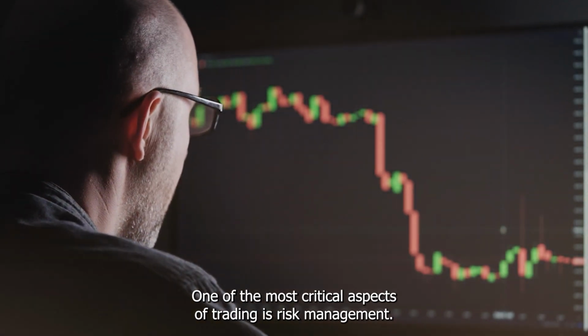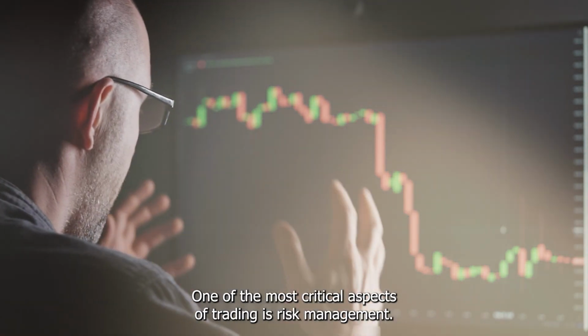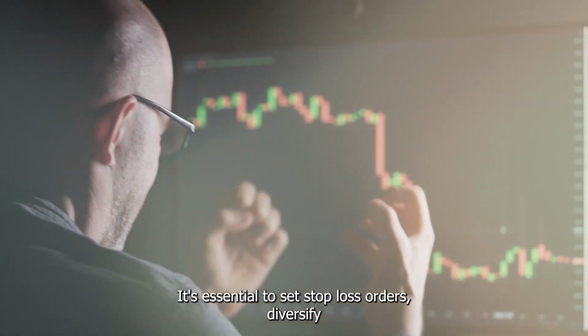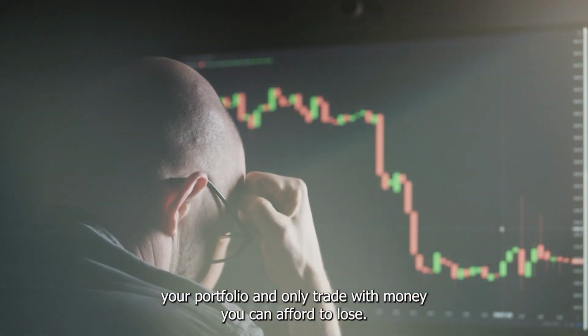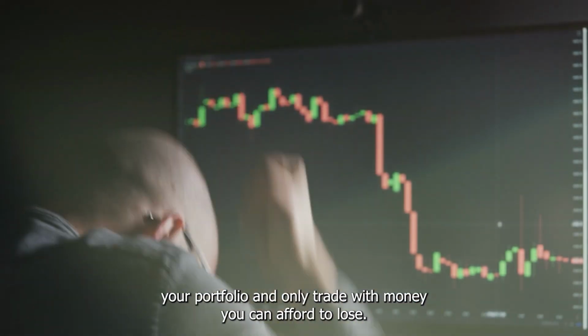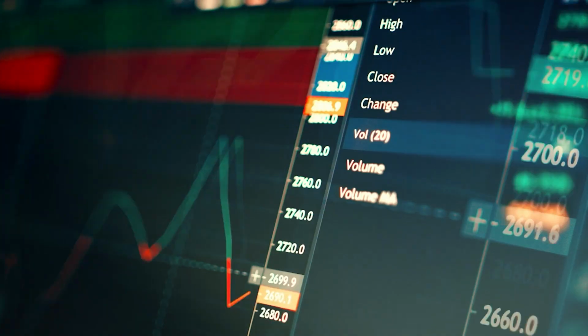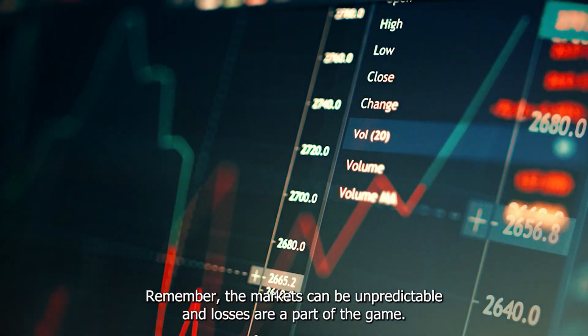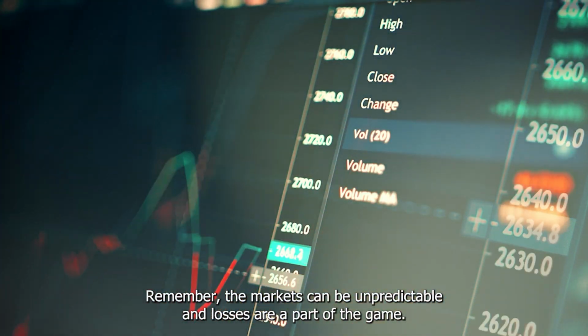One of the most critical aspects of trading is risk management. It's essential to set stop-loss orders, diversify your portfolio, and only trade with money you can afford to lose. Remember, the markets can be unpredictable, and losses are a part of the game.